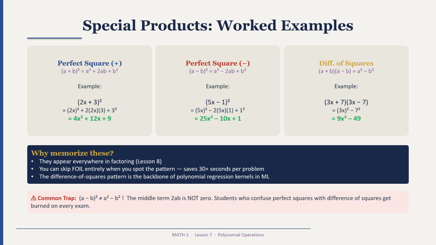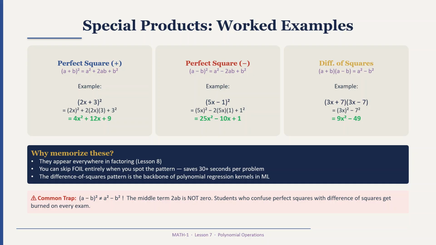Now let us apply those special product patterns to real numbers. Example 1. Perfect square of a sum. Expand the quantity 2x plus 3 squared. Using the pattern, a squared is 4x squared, 2ab is 12x, and b squared is 9. So the answer is 4x squared plus 12x plus 9.